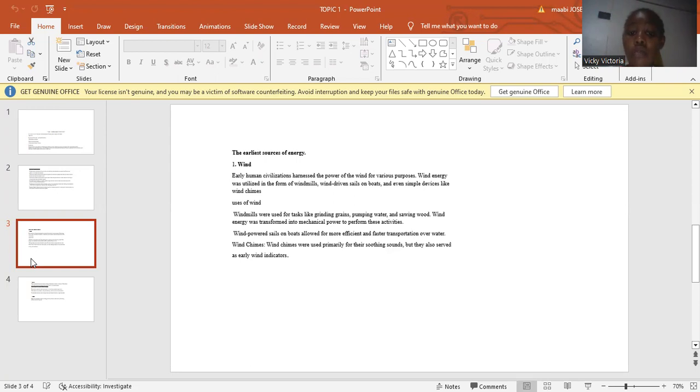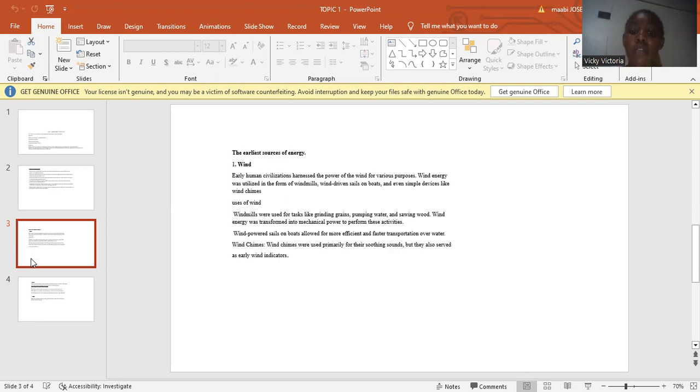Wind could be used for transporting substances. It was a means of transport, whereby, as I've said, they relied on it earlier for their boats to sail. So they were sailing on oceans or even rivers, big rivers.